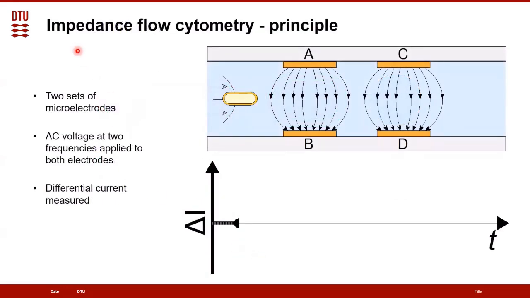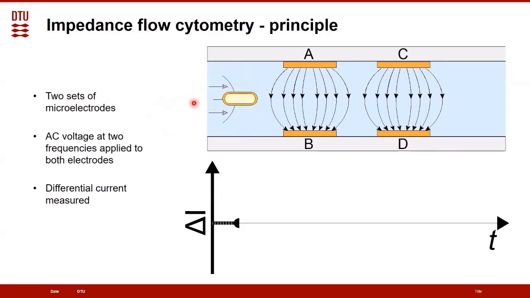Now, the principle behind impedance flow cytometry is that any particle coming between a set of microelectrodes that are generating an electric field in an electrolyte medium will disturb this electric field, and that disturbance of the field can be monitored. Usually we use 2 pairs of electrodes and measure the differential signal between the two. So we put a voltage on A and C, an alternating current voltage with usually 2 frequencies, and we measure the current in B and in D, and then we take the difference of the 2 currents.